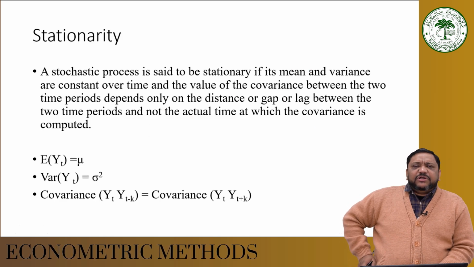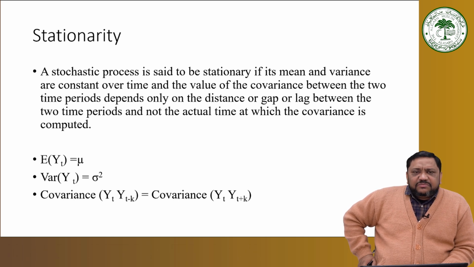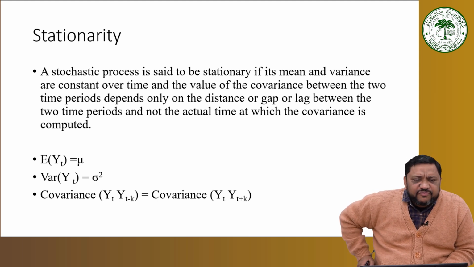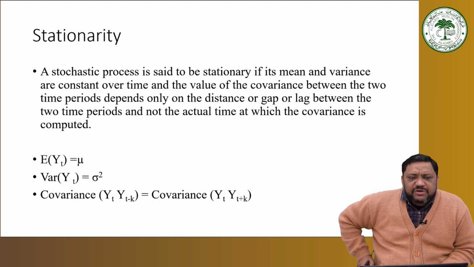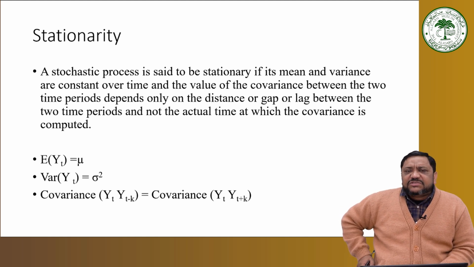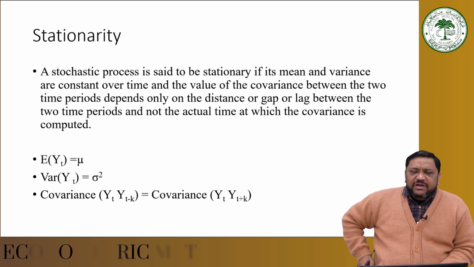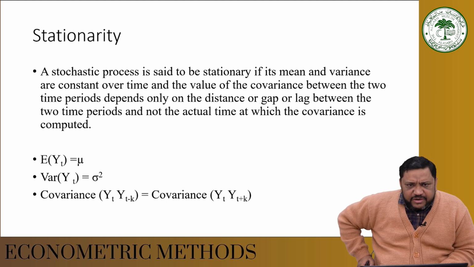So now let us come to the definition of stationarity. This exact definition has been taken from the book of Damodar Gujarati. It says, a stochastic process is said to be stationary if its mean and variance are constant over time, and the value of the covariance between the two time periods depends only on the distance or gap or lag between the two time periods, and not on the actual time at which the covariance is computed.